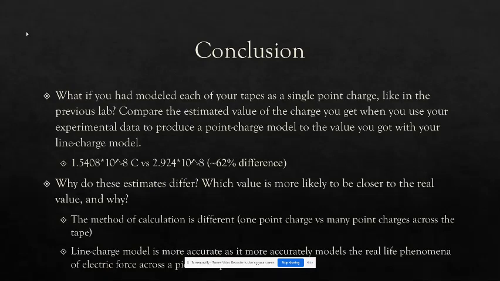Why do these estimates differ? Which value is more likely to be closer to the real value, and why? The method of calculation between Lab 1 and Lab 2 is different, i.e. 1 point charge was used to estimate in Lab 1 versus the many point charges that were used in this lab across the tape. And therefore, the line charge model from Lab 2 is more accurate as it more accurately models the real-life phenomena of electric force across a piece of tape.